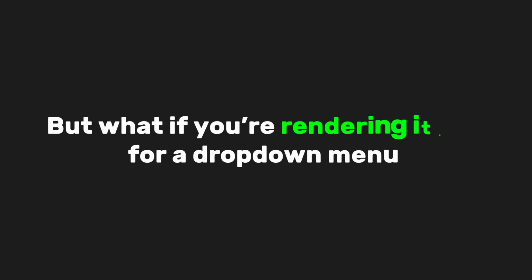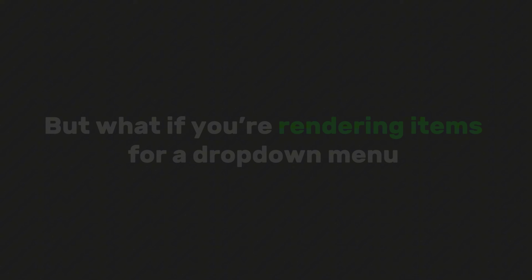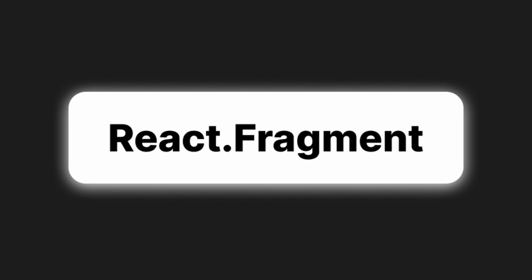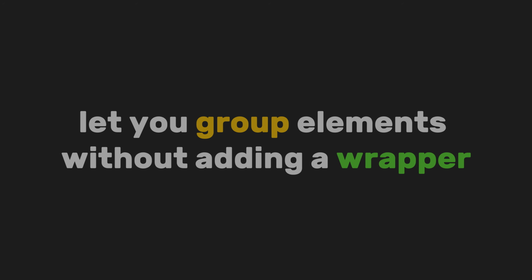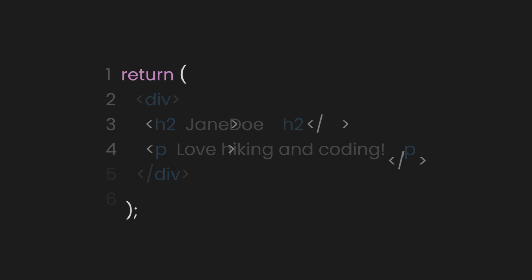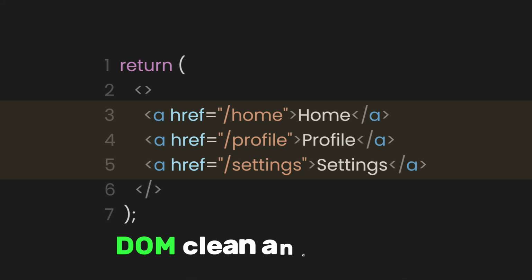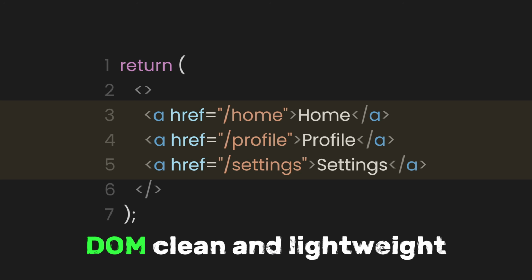But what if you're rendering items for a drop-down menu and don't want an extra div cluttering the DOM? That's where fragments come in. Written as empty angle brackets, they let you group elements without adding a wrapper. For example, in a navigation menu, you might return multiple links. This renders just the a tags, keeping your DOM clean and lightweight, perfect for lists or menus.